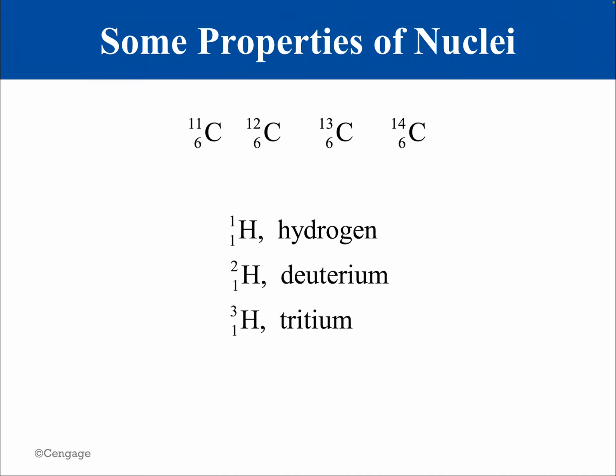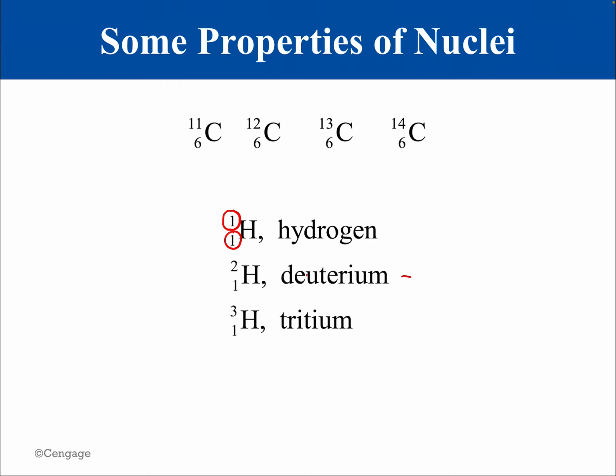And some isotopes of hydrogen. Now, hydrogen isotopes are so important because it's such an important fundamental element, fundamental atom, that hydrogen with one proton, no neutrons, and thus a mass number equal to its atomic number is the most common. That's basic hydrogen.